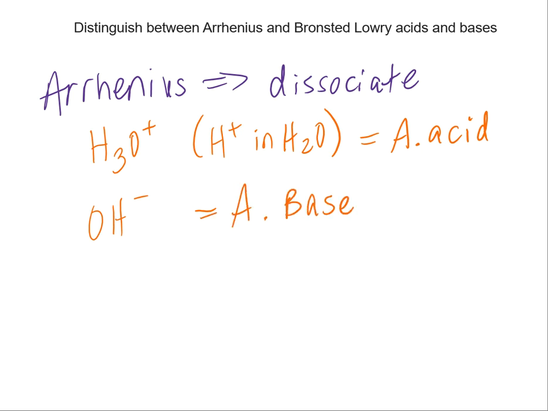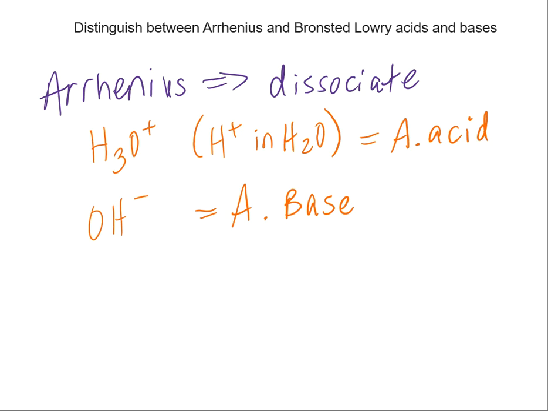And so with the Arrhenius acids and bases, we're looking at how does it dissociate. Regardless of whether it's a strong or a weak electrolyte, it will produce ions. So if one of those ions is the proton, the hydrogen cation, or one of it is hydroxide, we can then classify it as an Arrhenius acid or an Arrhenius base.